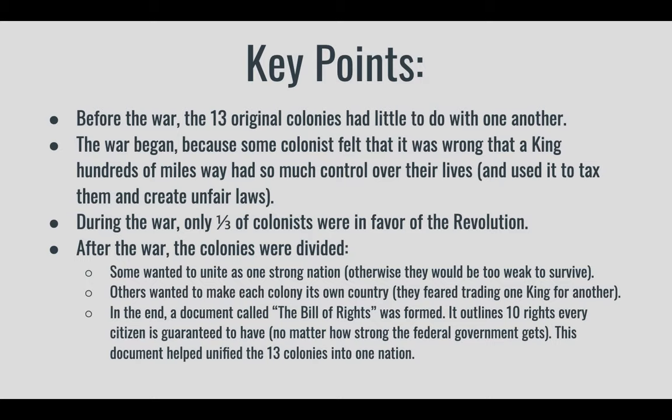And ironically, one of those rights, or not necessarily ironically, but it should be noted that one of those rights was the Second Amendment, which was in the context of a strong militia, that people had the right to bear arms.